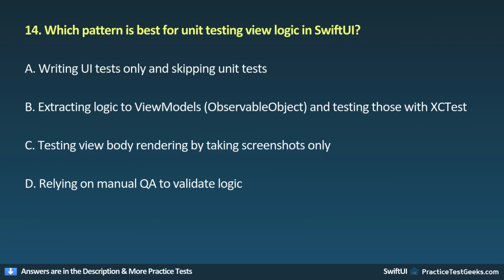14. Which pattern is best for unit testing view logic in SwiftUI? A. Writing UI tests only and skipping unit tests. B. Extracting logic to view models (ObservableObject) and testing those with XCTest. C. Testing view body rendering by taking screenshots only. D. Relying on manual QA to validate logic.